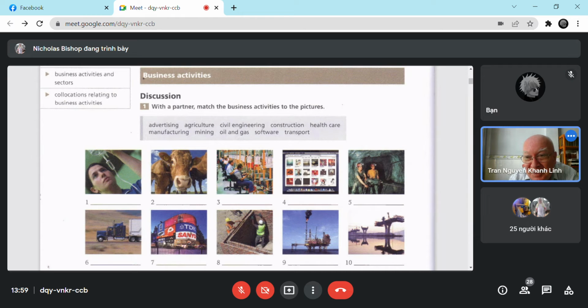So for number three, I guess is manufacturing. Why do you think that? Because I see the workers, they separate into different tasks, and I think they are working in a factory to make a product. Good, that's a good answer. Yeah, they are making something in a factory. Yeah, good.